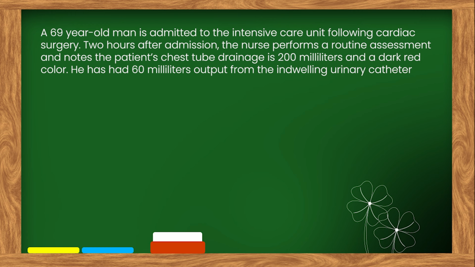A 69-year-old man is admitted to the intensive care unit following cardiac surgery. 2 hours after admission, the nurse performs a routine assessment and notes the patient's chest tube drainage is 200 milliliters and a dark red color. He has had 60 milliliters output from the indwelling urinary catheter.